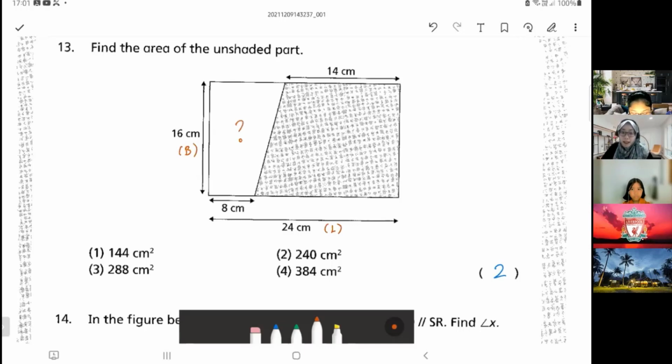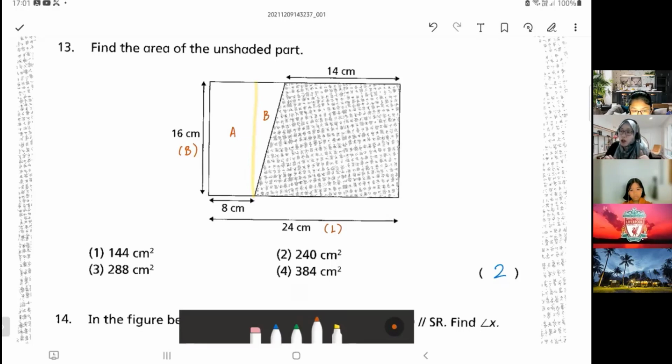Then you have to do some cutting. What to cut? Let's look at this unshaded portion. If you look properly, I can actually cut out a rectangle and a triangle from it. Okay, let's do that. See? So I can label this as A, a rectangle, and this as B, a triangle. Now I want to find A and B added together. That is what I want to find.